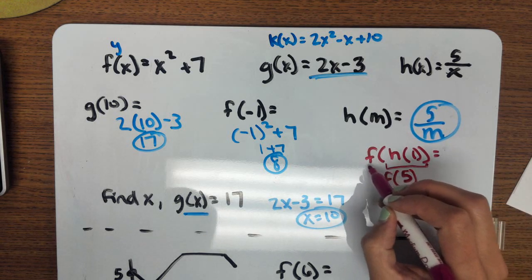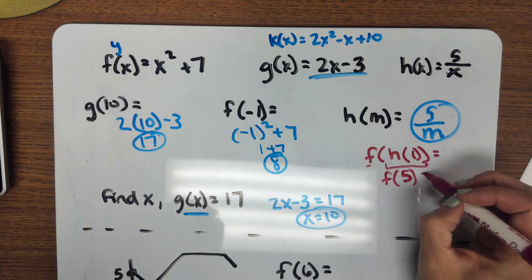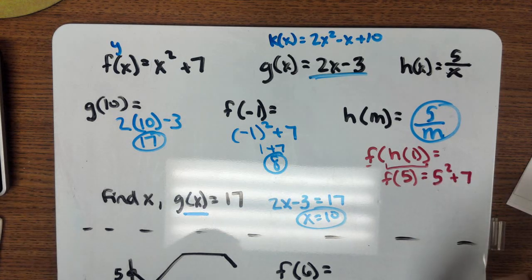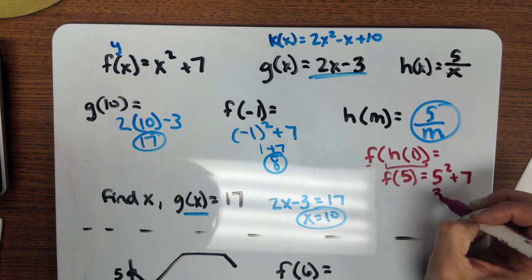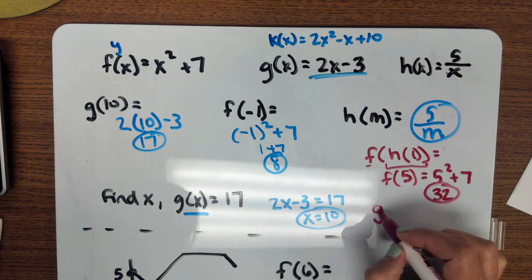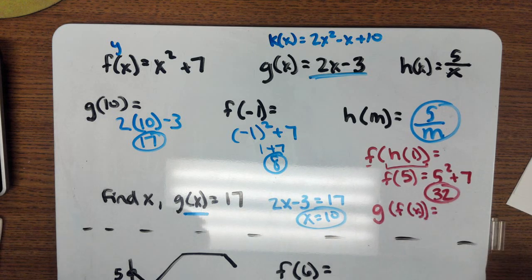I have not done anything with the f, so now I want to find f of 5. Well, that's the same thing that we did up here. So that's going to be 5 squared plus 7. What is that? 25 plus 7 is going to give me 32. So that's a composition. We could also do g of f of x, and we're not plugging any numbers in.